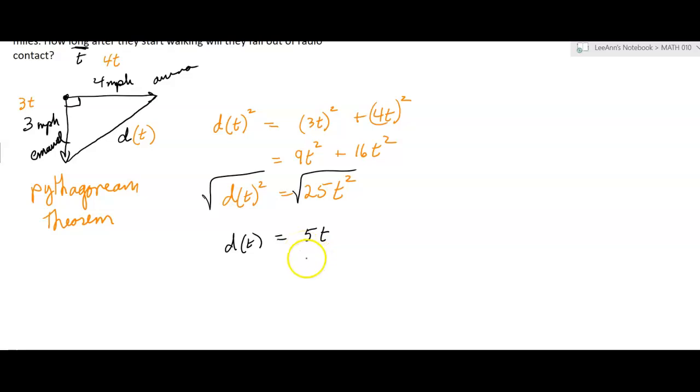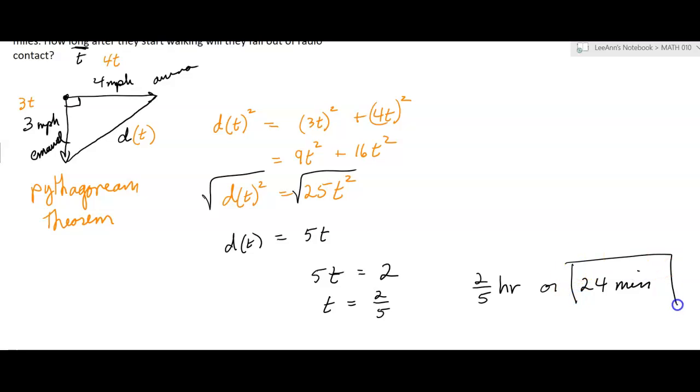So now I have the distance as a function of time. And I want to know when that distance is going to be 2 miles, because that's how far apart they can be. So I want to know, when does 5t equal 2 miles? And so I divide by 5, and I get 2/5. That's 2/5 of an hour. A fifth of an hour is 12 minutes, so 24 minutes. So if they walk for 24 minutes, they'd be able to talk, but then if they go a little further, they won't be able to talk. Okay.